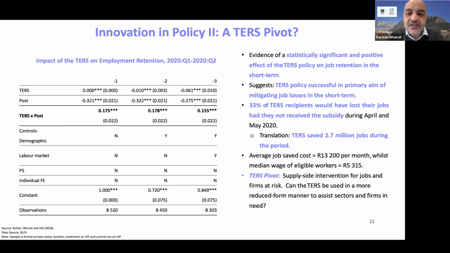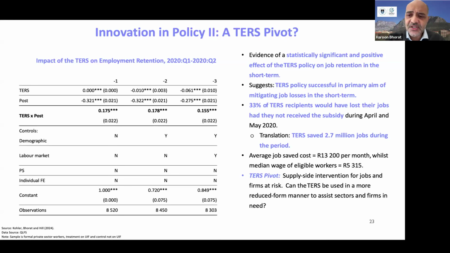And the average job saved cost the UIF in this case about 13,200 rand per month, right? And it was progressive in nature, so lower wage workers got more as a percentage and so on. The point is not to reintroduce the TERS on a mass scale, because the UIF will go insolvent, it'll be actuarially not viable. But the point is to think about wage subsidies as a potential supply side option for firms in distress. The state is never available to support firms that are in distress, but the UIF is there to do that precisely.